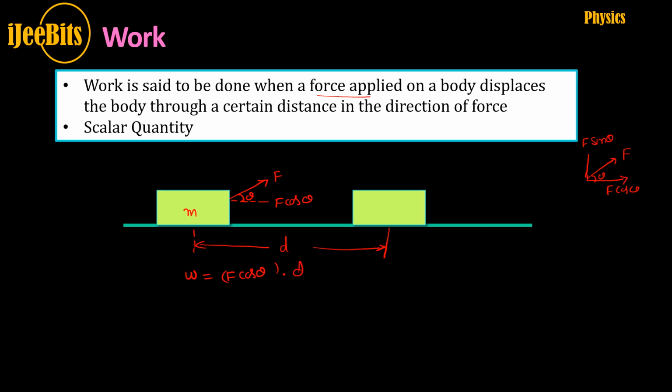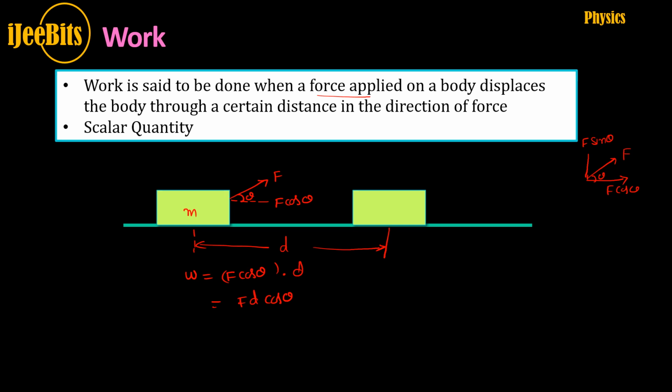So the magnitude of the horizontal component times the magnitude of distance is your work done. So F d cos theta. Sometimes people use S instead of d, so that way it is Fs cos theta. Clear?